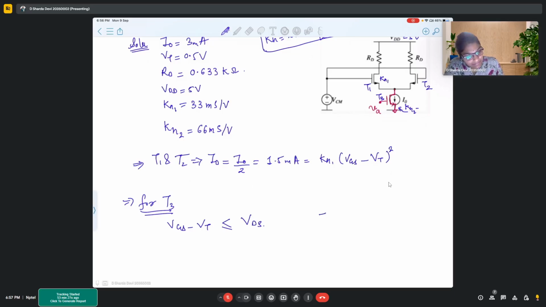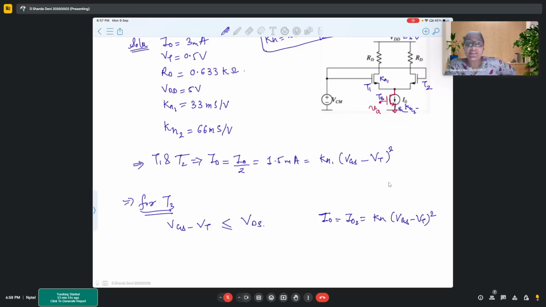and we know that I naught, that is ID2. Ma'am, one more doubt. Under saturation, VGS is far greater than VDS, no? Under saturation, the value of VDS is very high, no? The device goes to pinched off mode.